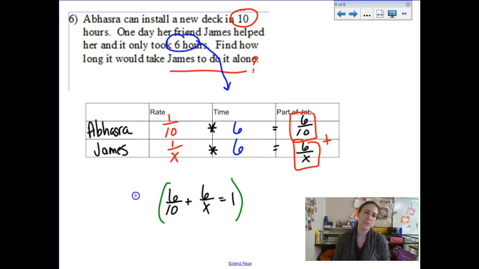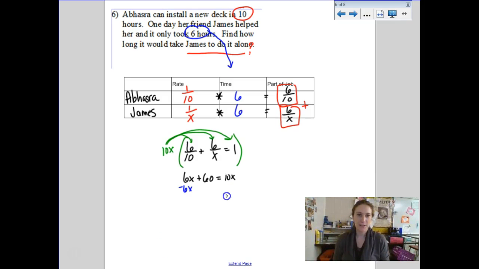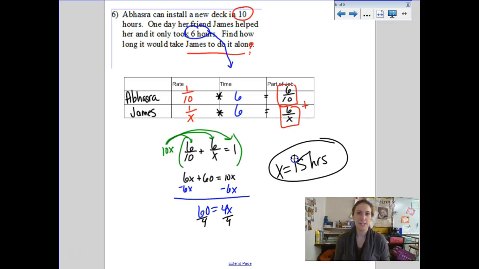Common multiple for this rational equation would be 10x. And let's see what happens when we multiply that 10x into the equation. First fraction, the 10s cancel and you get a 6x when you reduce. Next fraction, the x's cancel and you get a 60. And don't forget that last one is now a 10x. This comes out pretty nice, right? Subtracting 6x from both sides, 60 equals 4x. And then, what does that come out to? 15, doesn't it? Nice. So James, doing the job alone, is going to take 15 hours. Good thing he has that partner.